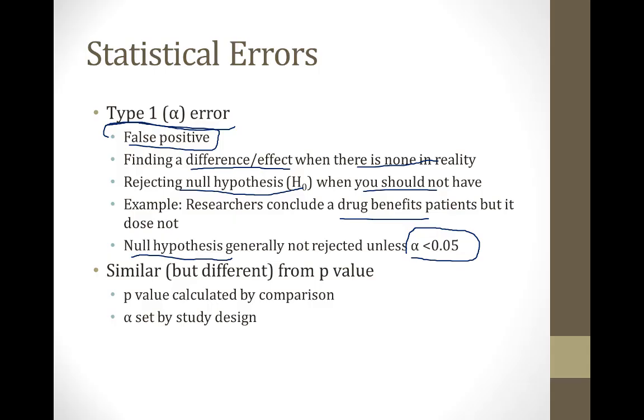In many ways, the alpha error is similar, although it's different from the p-value. The p-value is something that's calculated by comparison of the means, and the alpha value is set by the study design, but they both operate in similar realms. In other words, we like to see the alpha level very low before we're willing to accept a study result as true. In the same way, we like to see a p-value very low before we will accept that a difference is real.